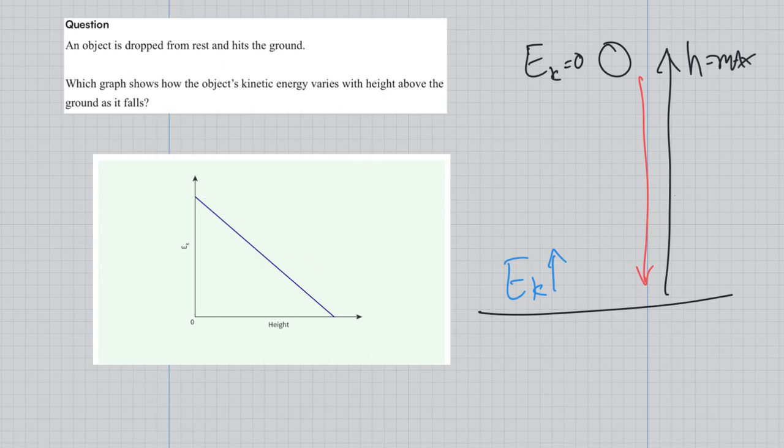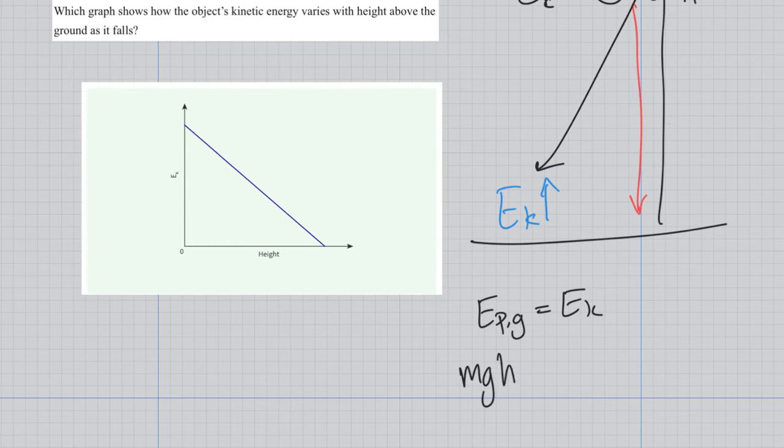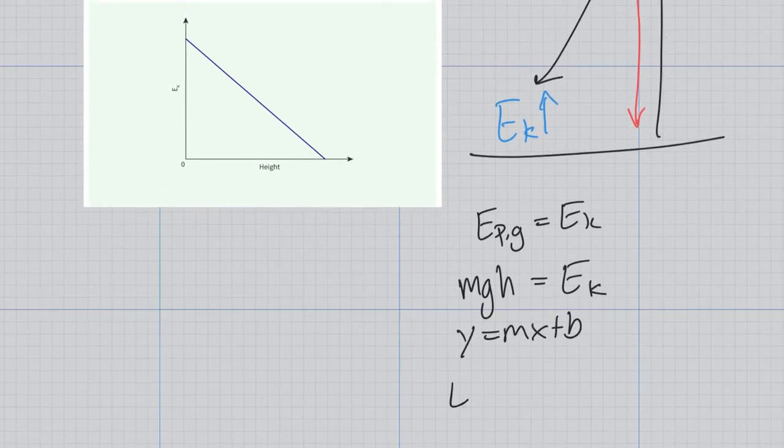Well, because if we think about what it had here, it had energy potential due to gravity, and then it converted into energy kinetic. So energy potential due to gravity equals energy kinetic. If I were to write this out, that's mgh equals energy kinetic, because we don't need to solve for kinetic energy or velocity. We're just simply looking at how the height relates to that, right? And what we see is that this is a linear relationship, that if we were to simply solve for EK and write this in terms of y equals mx plus b, we would write it as EK equals mg times h plus zero.